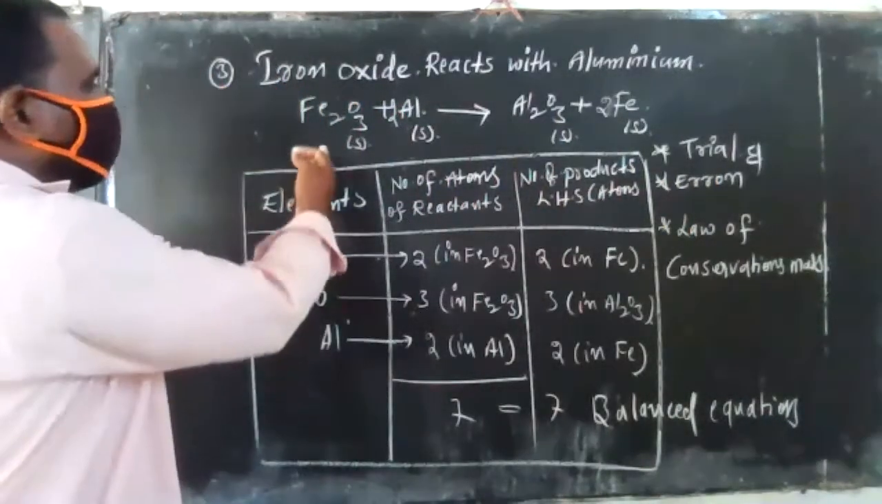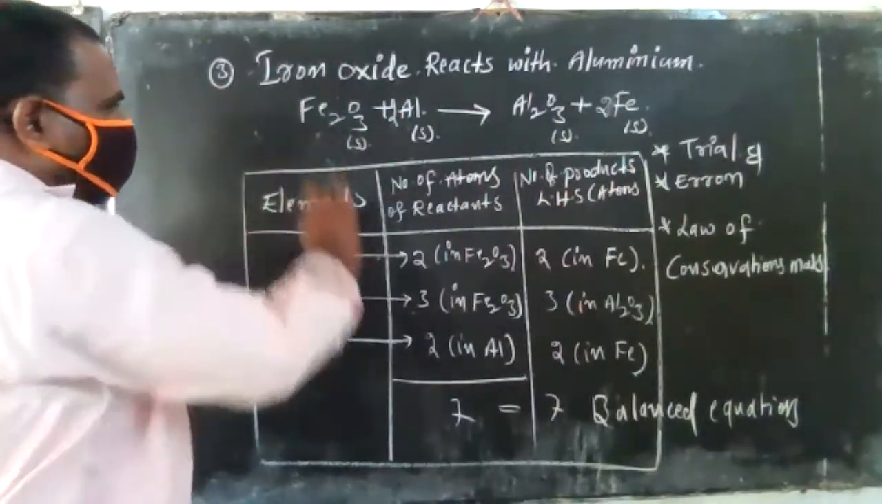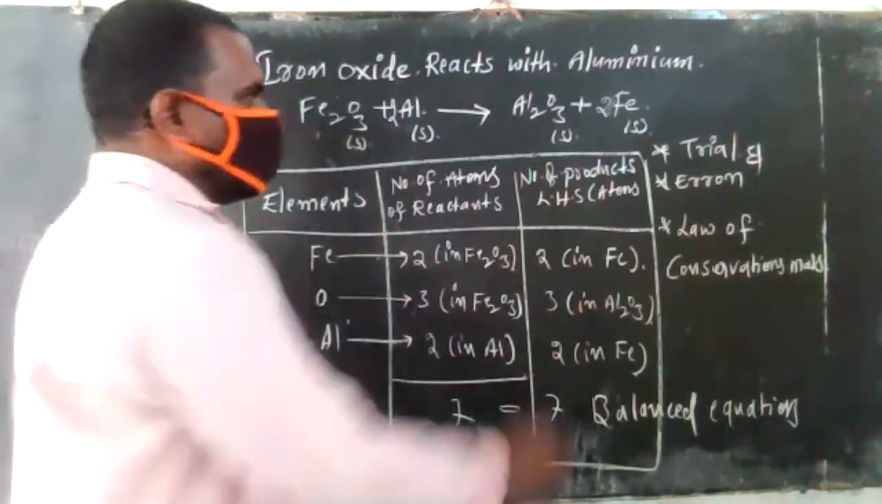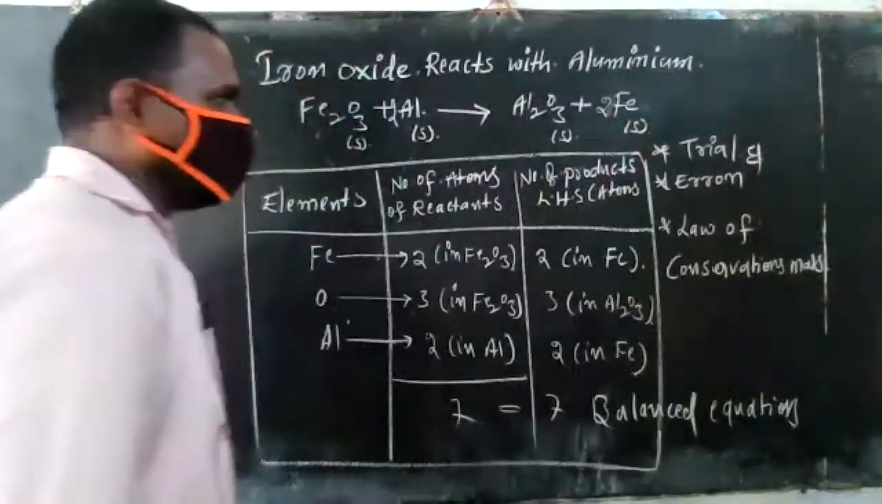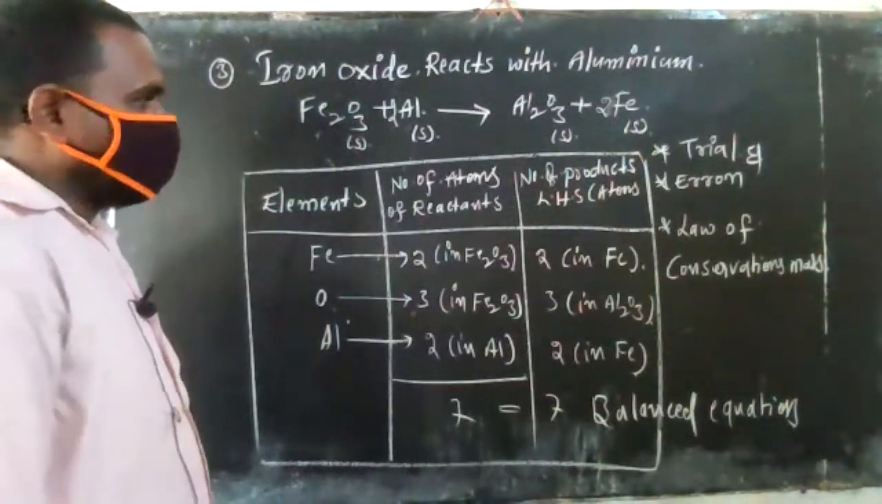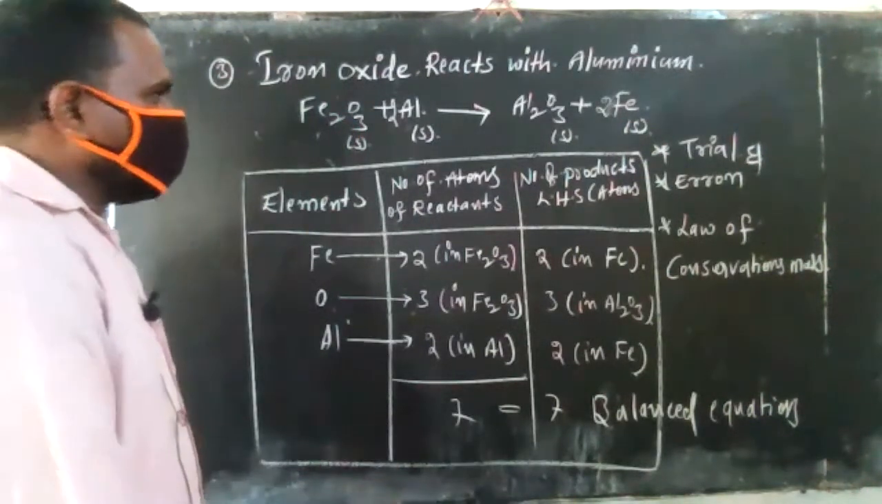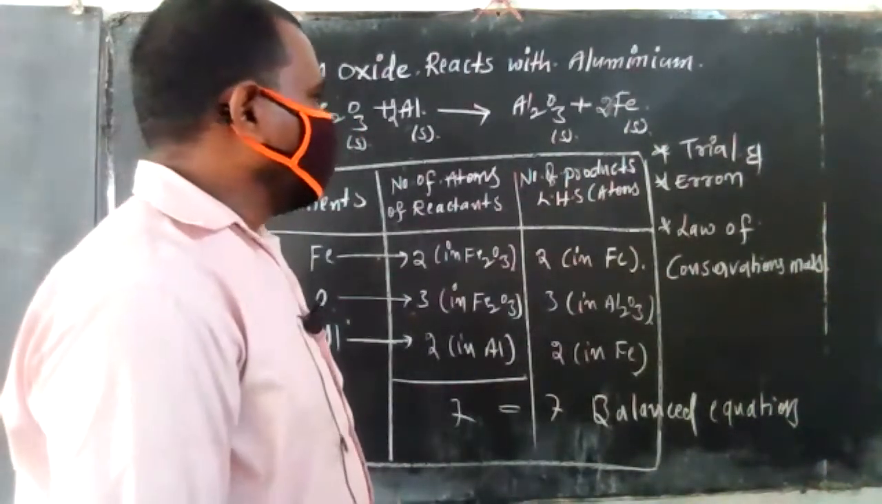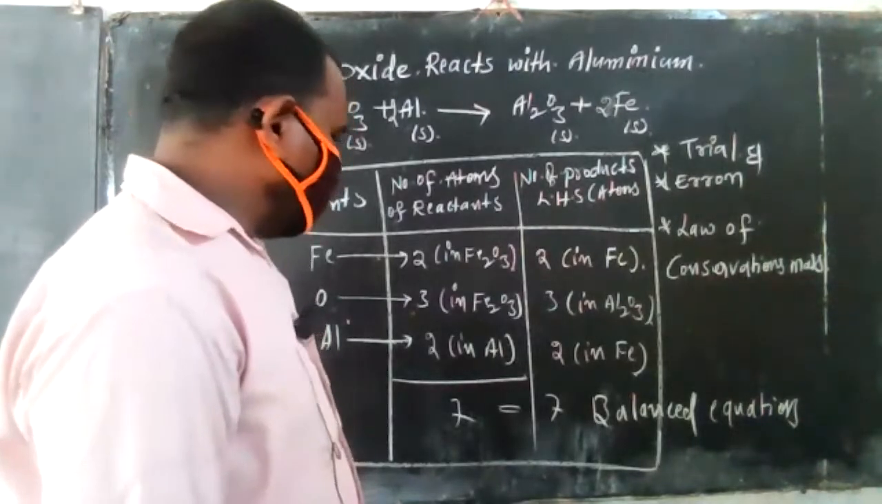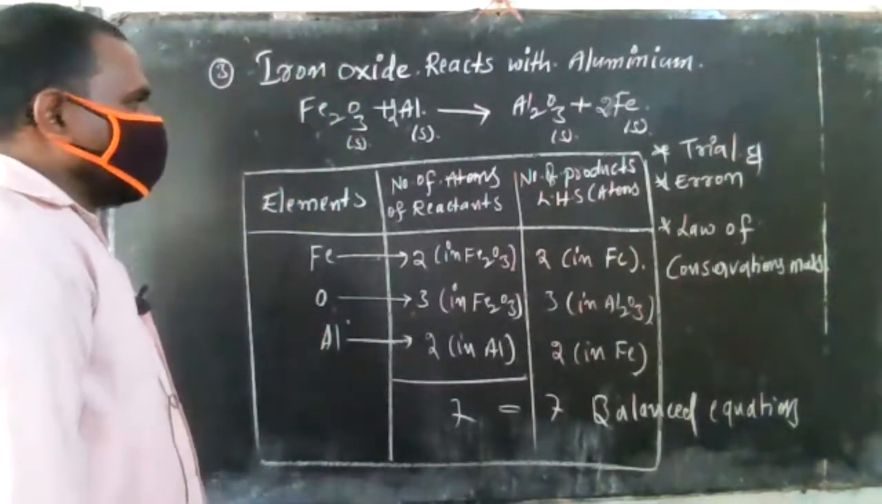For one element, how many atoms participate on the reactant side? The same element has an equal number of atoms forming. So that is nothing but the law of conservation of mass. This law was proposed by Antoine Lavoisier, the father of modern chemistry.